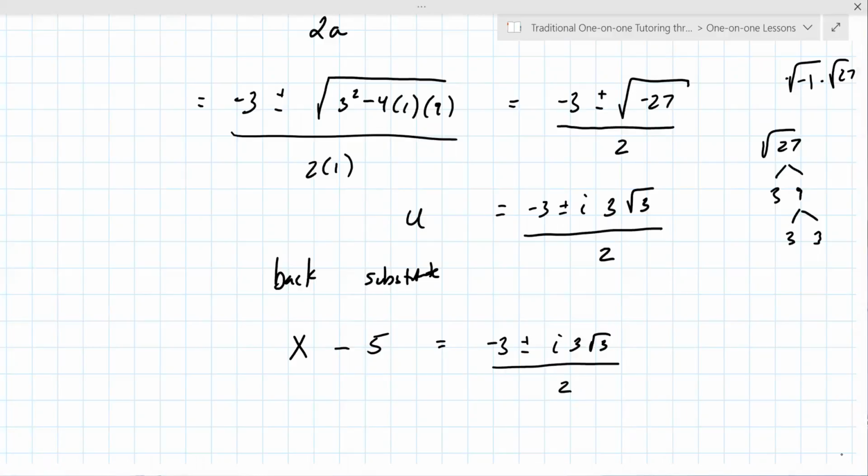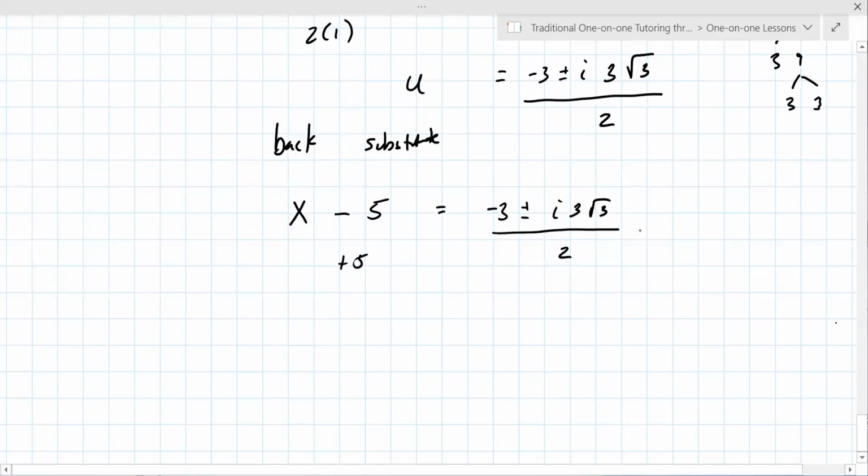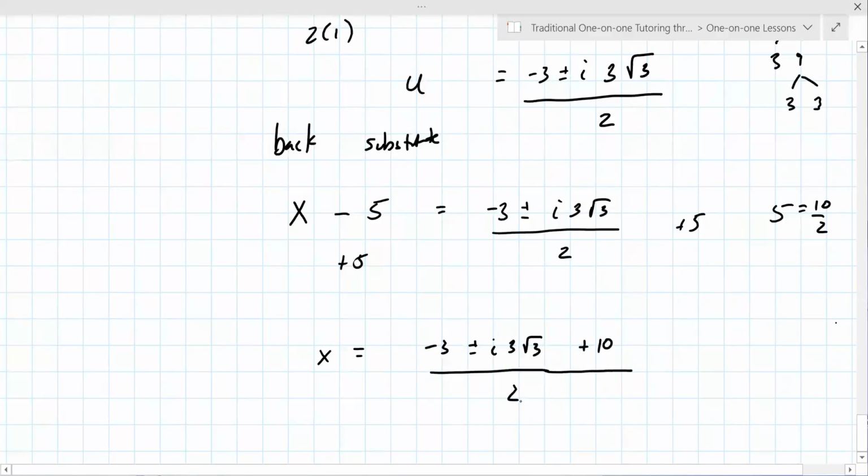Okay, so we add 5 to both sides. And to add 5, it's not ideal, but here's what I'm going to do here. I'm going to change 5. 5 is really 10 divided by 2. So this is -3 plus or minus i 3 square root 3 over 2. But then it's really plus 10, and then you keep the bottom, because this 5 is 10 over 2. And then the -3 and the 10 combine to make 7.